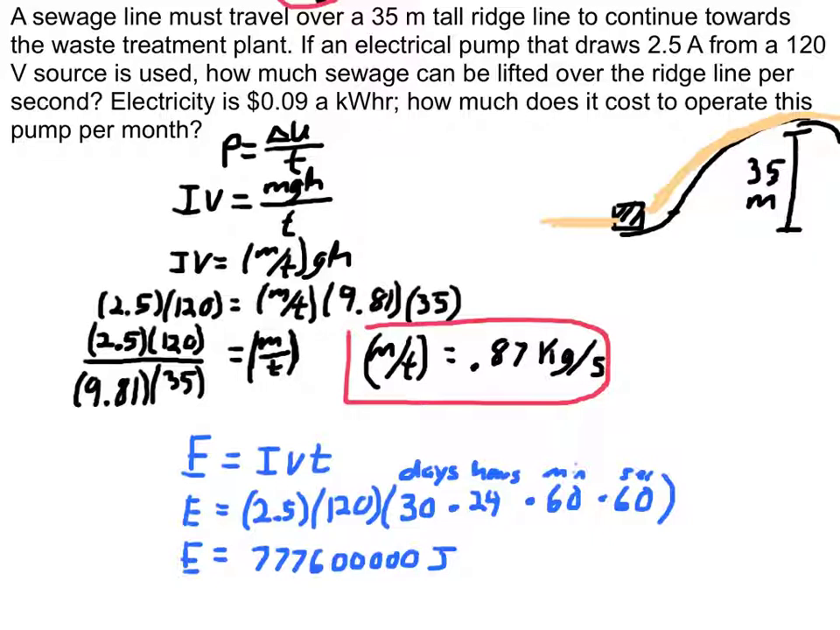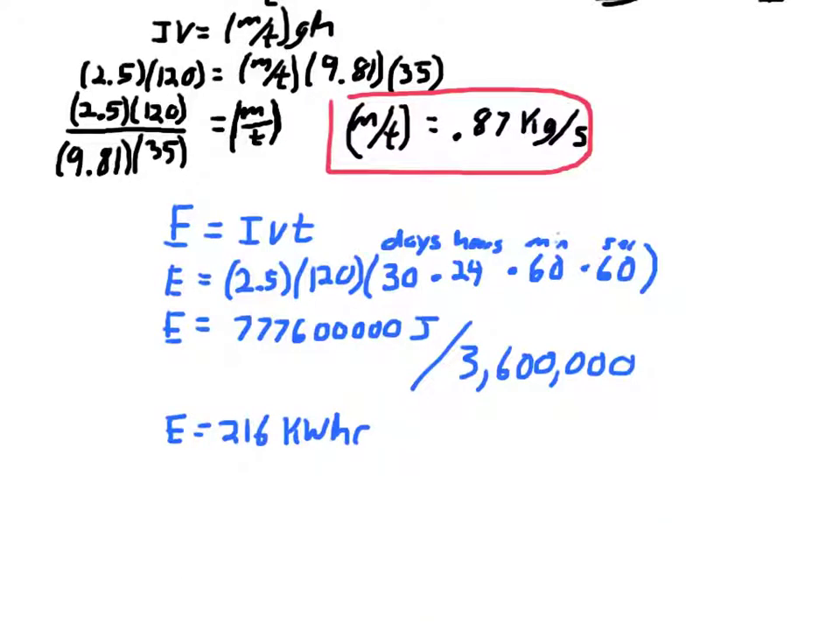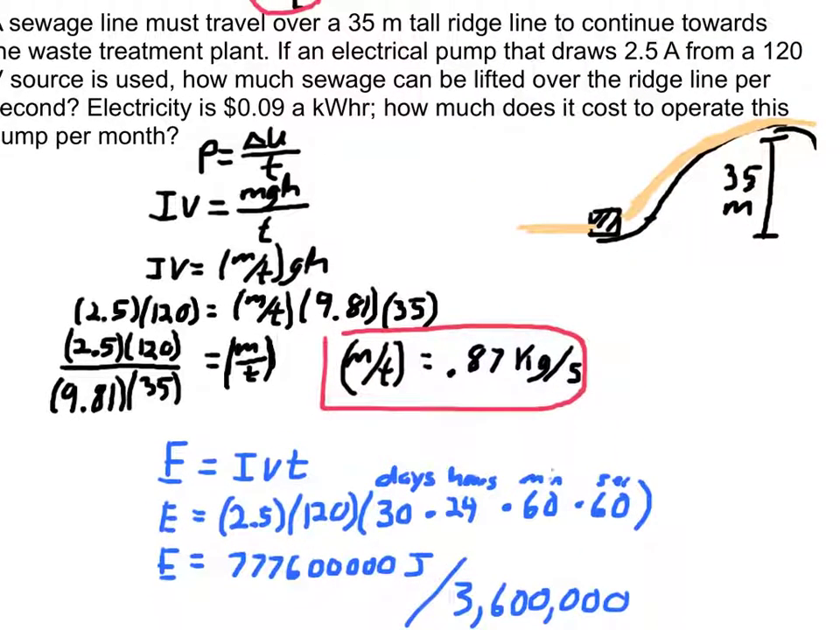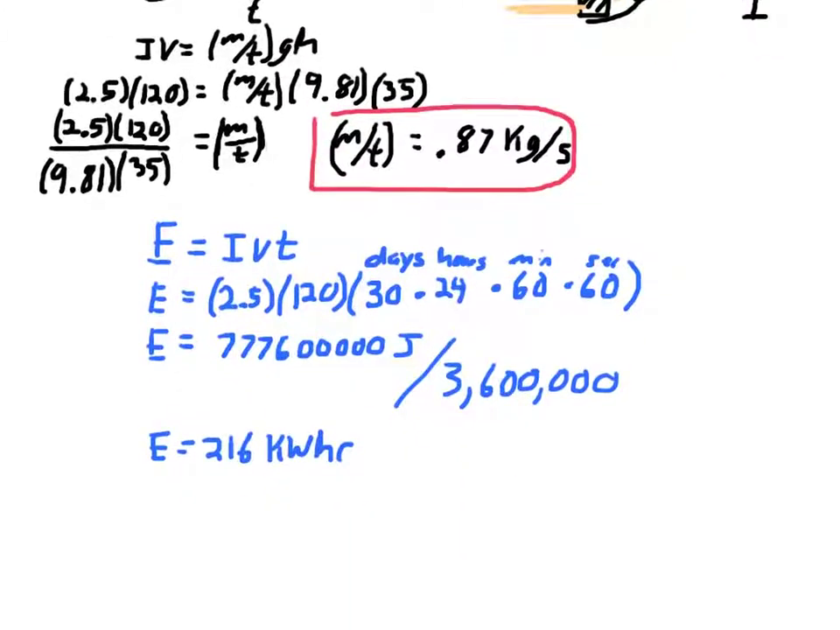But that's not in kilowatt hours yet. I need to divide that number by the number of joules in a kilowatt hour, 3,600,000. So to get into kilowatt hours, I divide by 3,600,000, and I come out with 216 kilowatt hours. Then I come back up and look at my problem, it says 9 cents per kilowatt hour, so now I'm going to multiply by 9 cents. And I come out with a cost of $19.44.